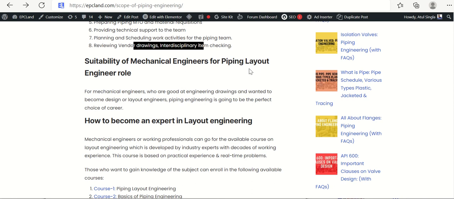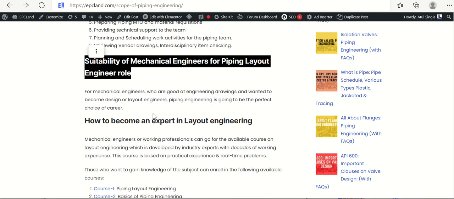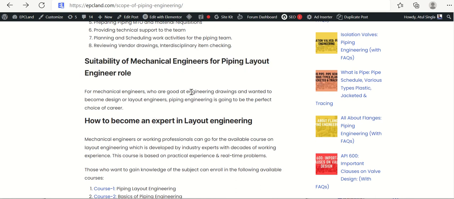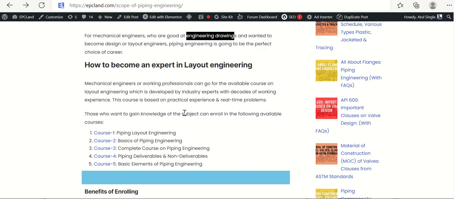Then, suitability of a mechanical engineer for the piping layout engineer role. If you see, those mechanical engineers who are good at engineering drawings, okay, who always wanted to become a design layout engineer, then piping engineering is a good place for them. So engineering drawing is something which a mechanical engineer, if he has an interest in that, then this will be a good job for them.